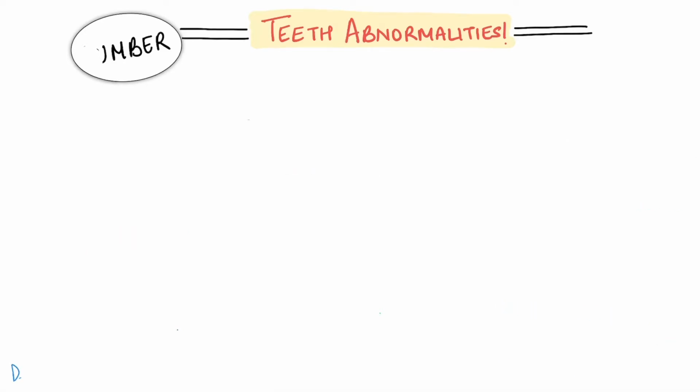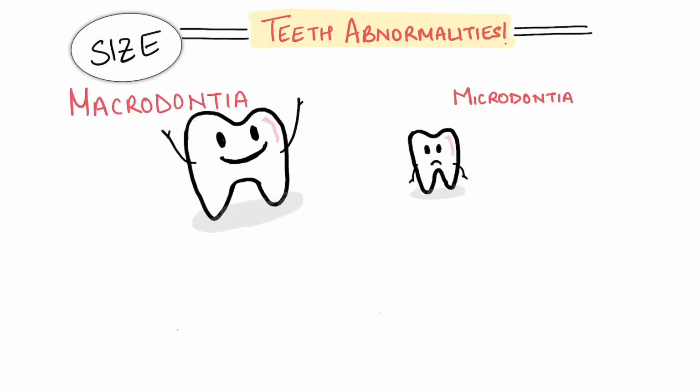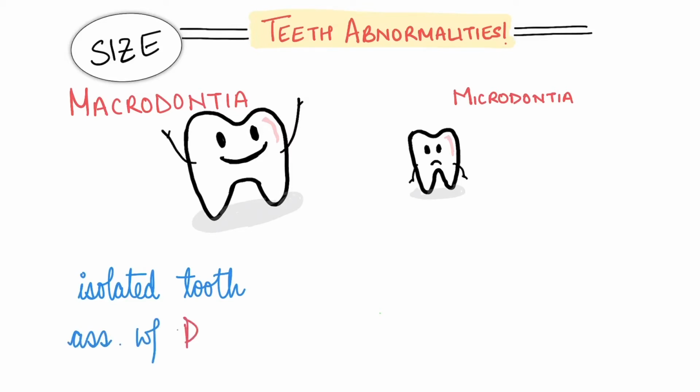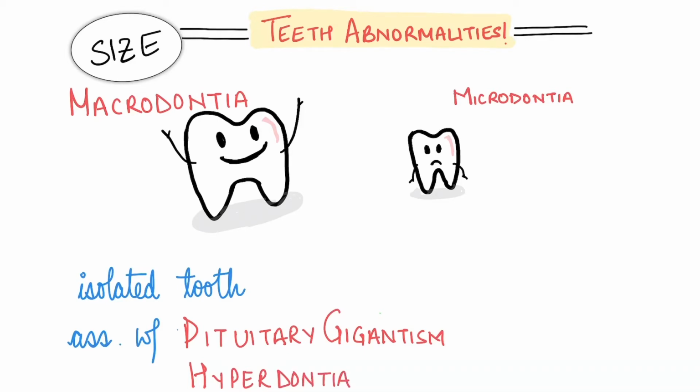Now let's look into the variation of size. So size could be larger than normal or smaller than normal. When it is bigger than normal, it is called macrodontia, and when it is smaller, it is called microdontia. In macrodontia, you see unusually large tooth, and it is commonly associated with hyperdontia, that is excessive number of teeth, and it can be due to a systemic disease like pituitary gigantism or pituitary hypertrophy. These variations in size are commonly seen in an isolated tooth in a jaw.